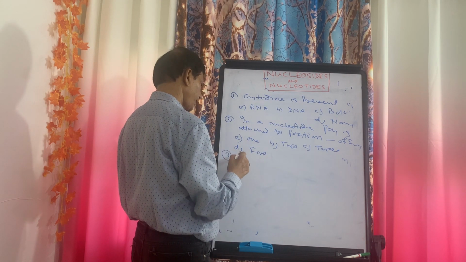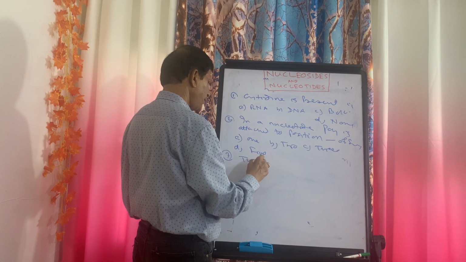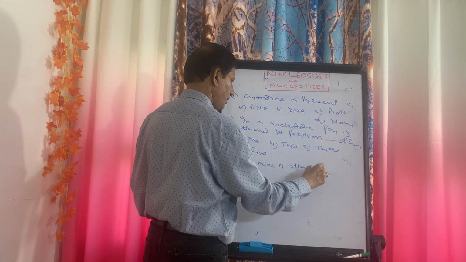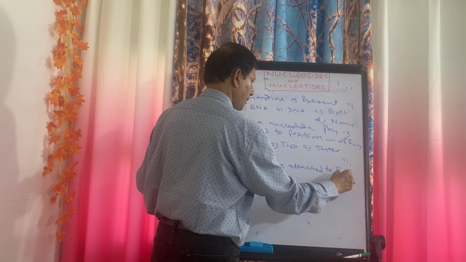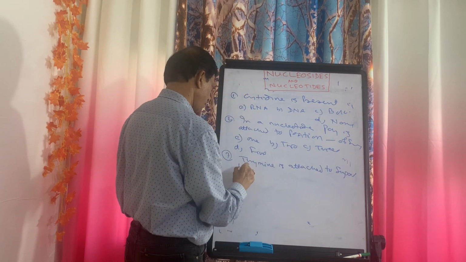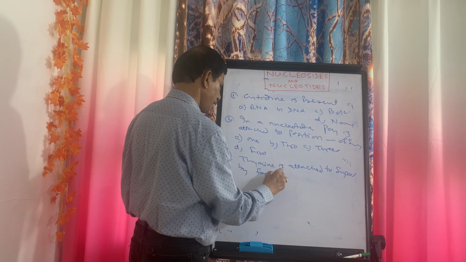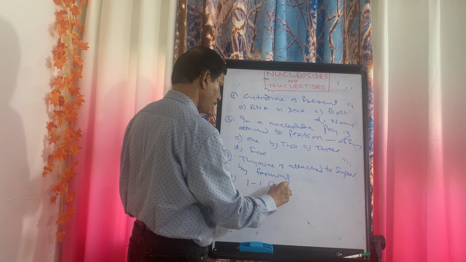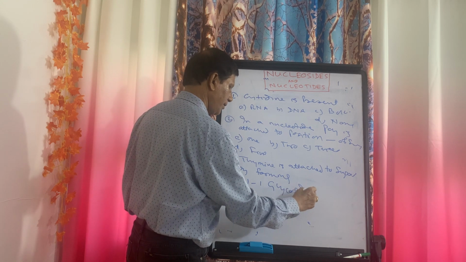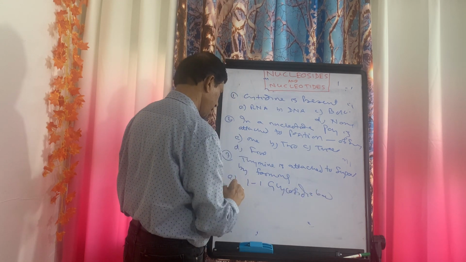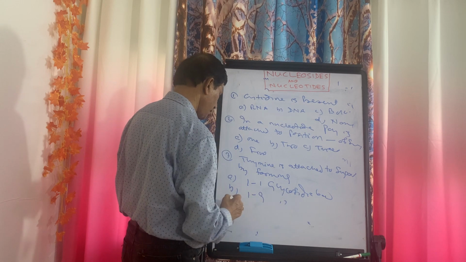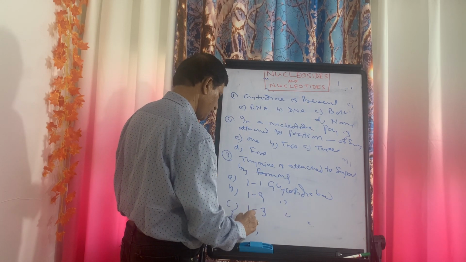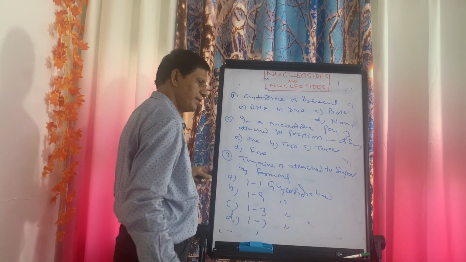Third question. Thymine is attached to sugar by forming A choice 1 glycosidic bond, B choice 9 glycosidic bond, C choice 3 glycosidic bond, D choice 7 glycosidic bond.